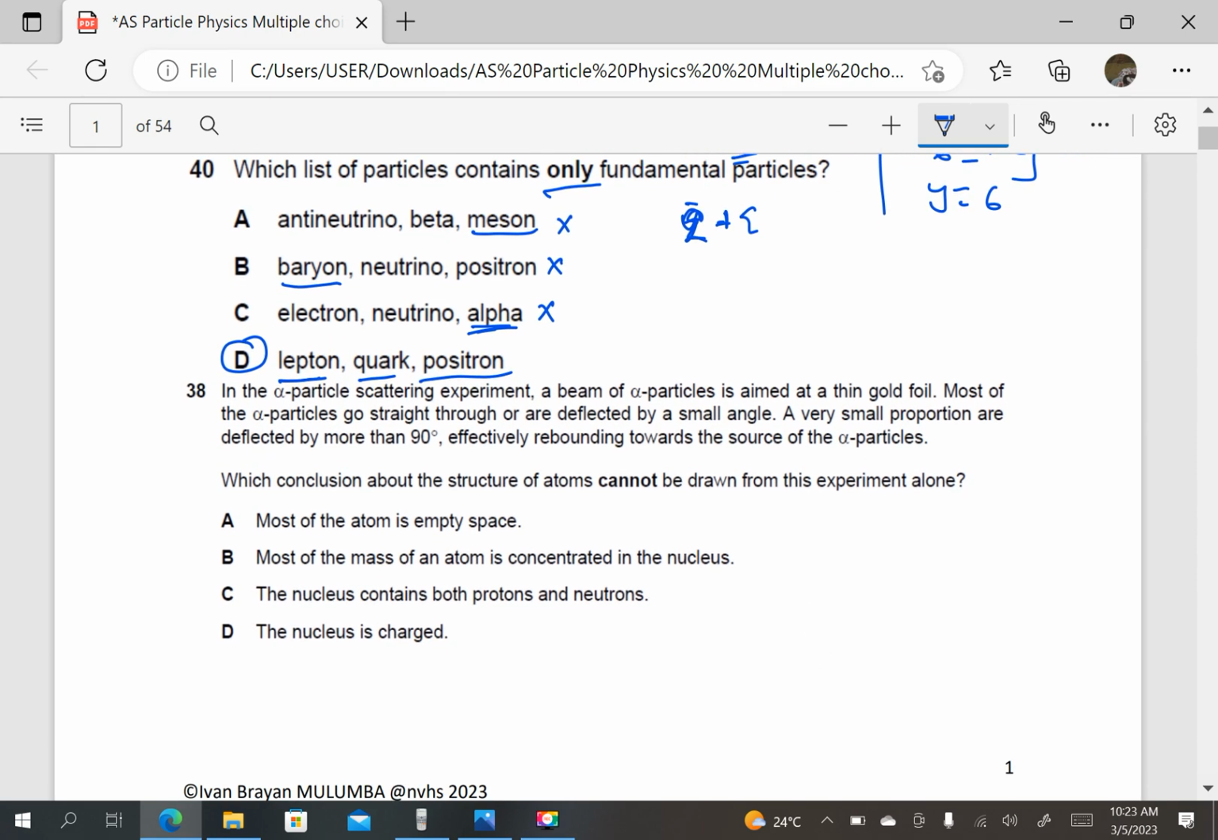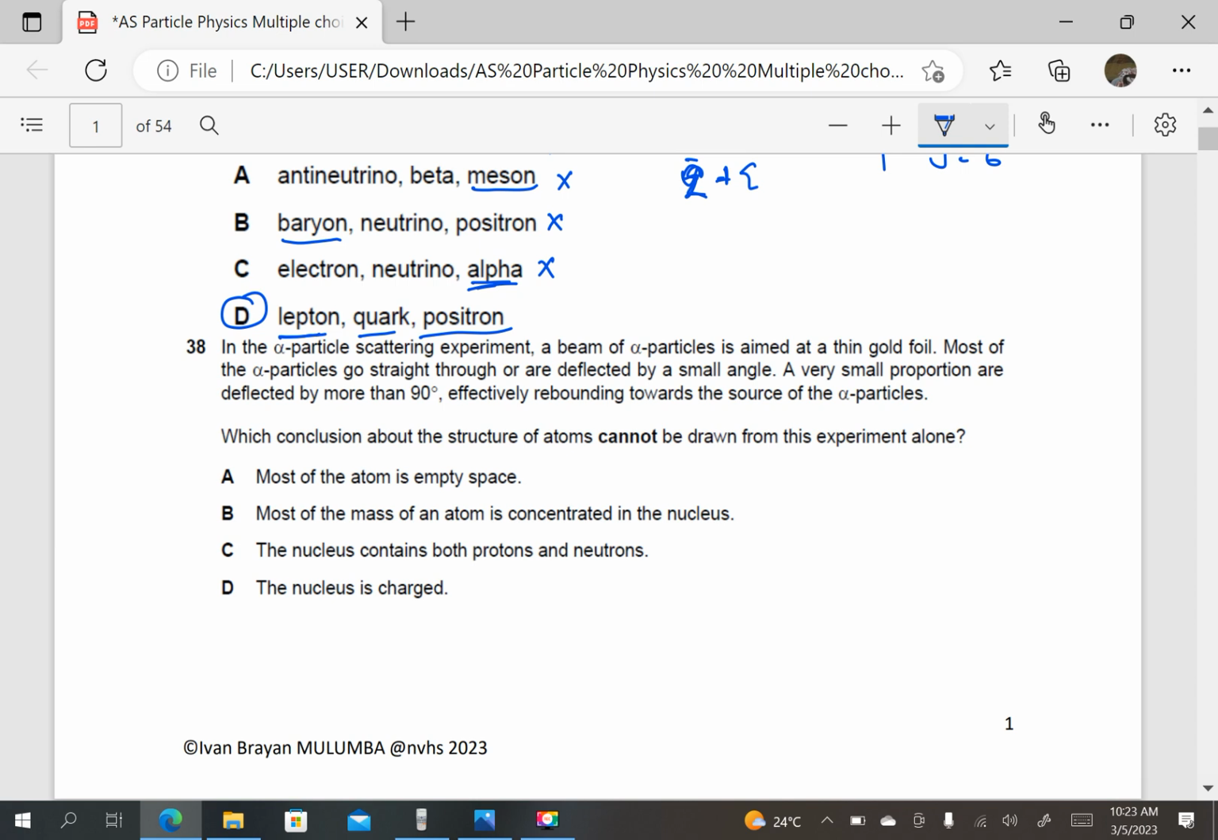In the alpha particle scattering experiment, a beam of alpha particles is aimed at a thin gold foil. Most of the alpha particles go straight through or are deflected by a small angle. A very small proportion are deflected by more than 90 degrees, effectively rebounding towards the source of the alpha particles. They are actually rebounding. Which conclusion about the structure of atoms cannot be drawn?